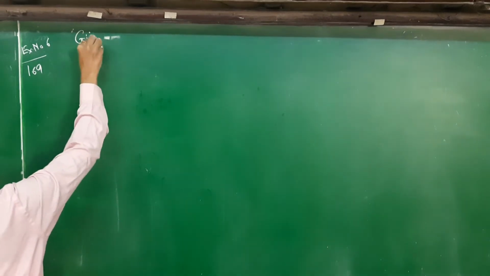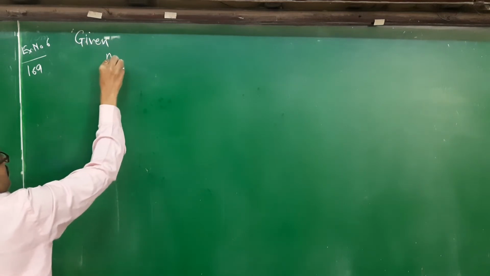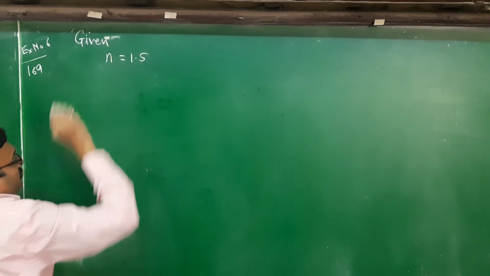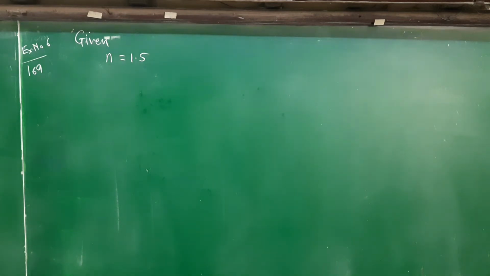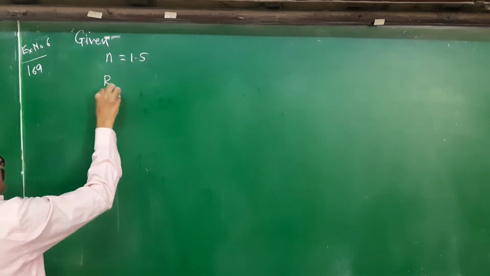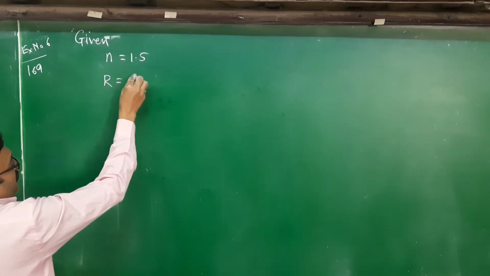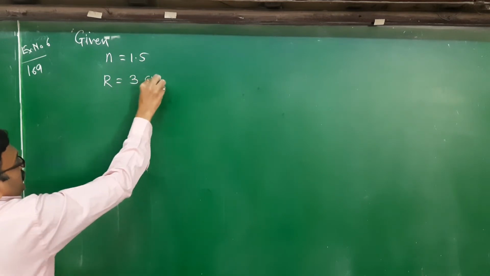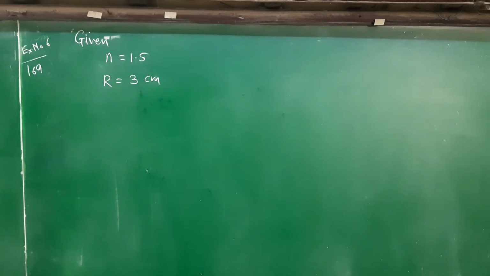A paperweight of refractive index 1.5. We write the given first of all: the refractive index n is equal to 1.5, of radius 3 centimeter. Here we say that the radius of this spherical part is 3 centimeter. Now it has a tiny air bubble trapped inside it.